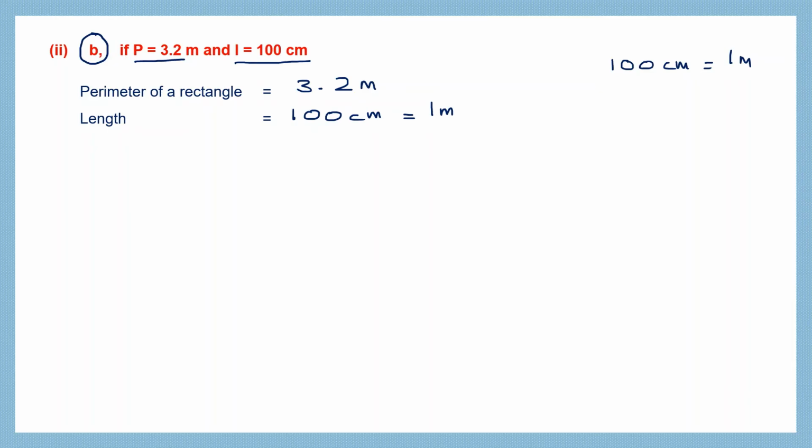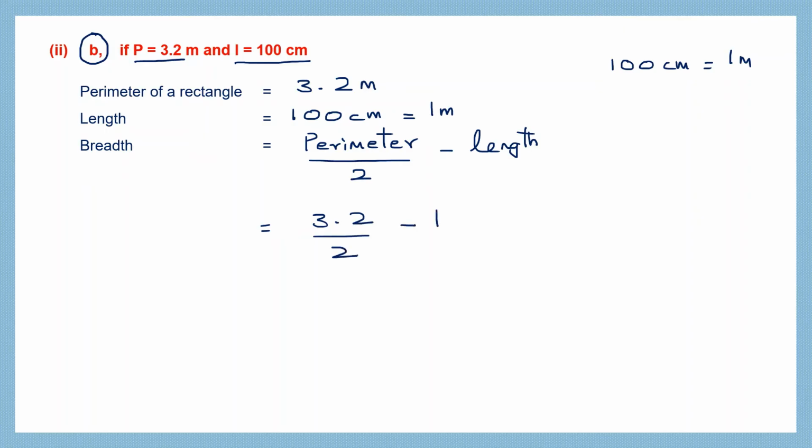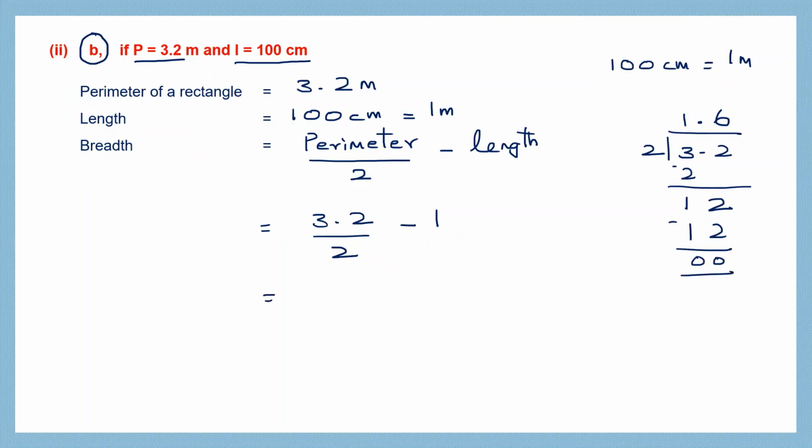Now let's find the breadth. We have to find the breadth, and the formula to find the breadth is perimeter by 2. Divide the perimeter by 2 and minus the length from it. So let's substitute all the values. Perimeter is 3.2 divided by 2 minus length is 1. So let's divide 3.2 by 2. 2 ones are 2, minus 1. Now there is a point here which you can carry up, and then I bring down the 2 this time. So now I have 12. 2 6s are 12 minus 0. So what do I have here? I have 1.6. 3.2 divided by 2 is 1.6 minus 1.